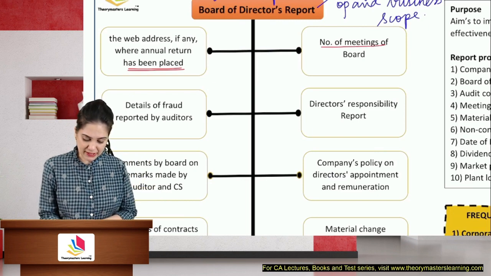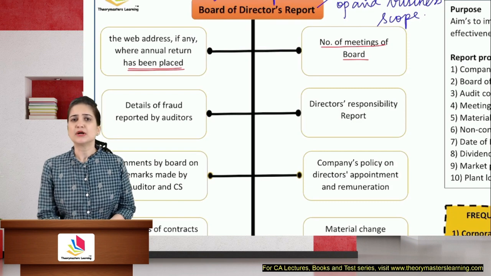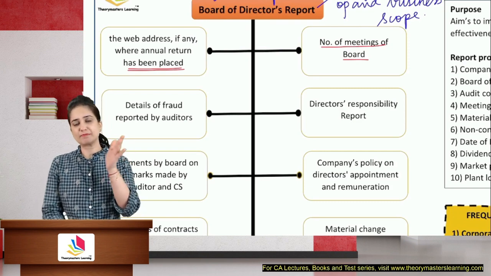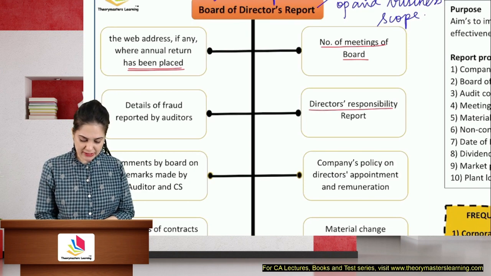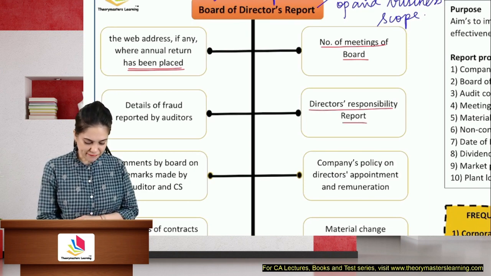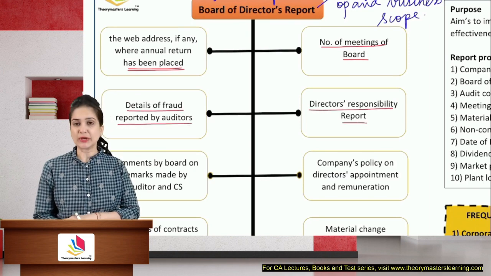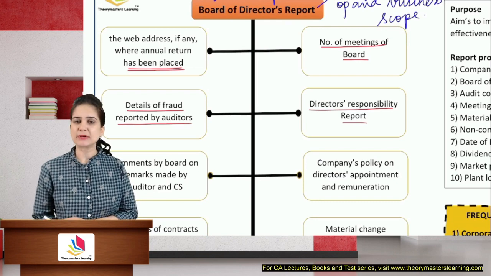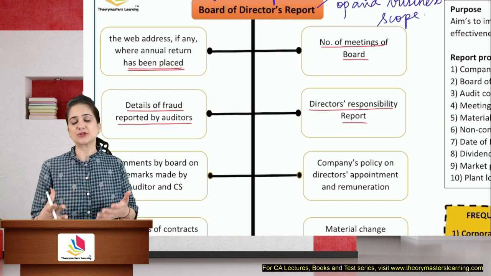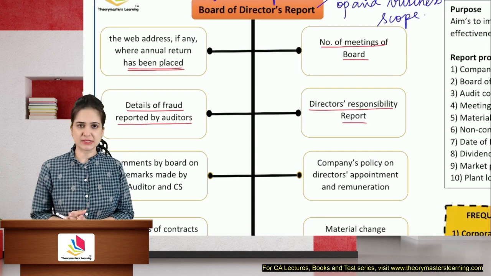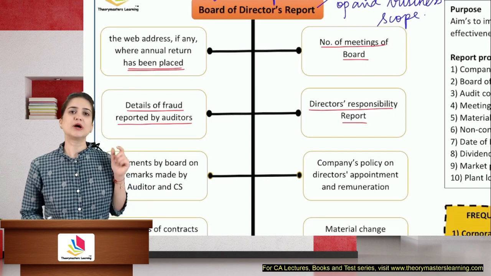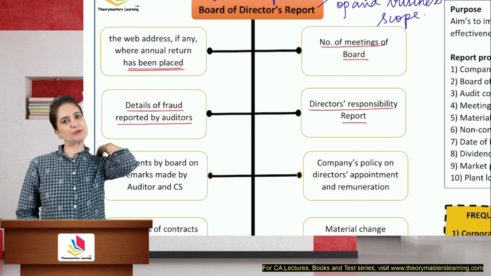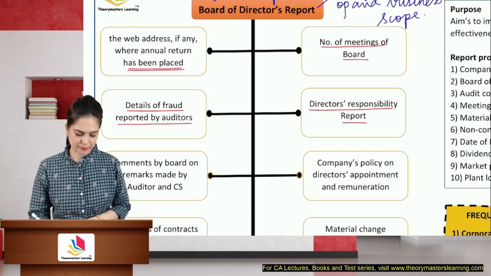Number of board meetings that were held in a year, along with the date and the number of directors who attended the meeting. Directors' responsibility report. Details of fraud reported by auditors. In case frauds are reported by the auditors, the board of directors will give a reply as to what action they have taken against this fraud. So it means that the audit report will be submitted before the board's report. The date of the audit report will be before the date of the board's report.